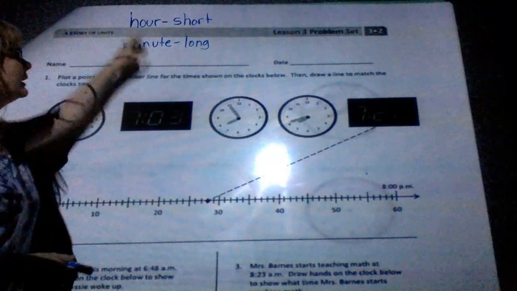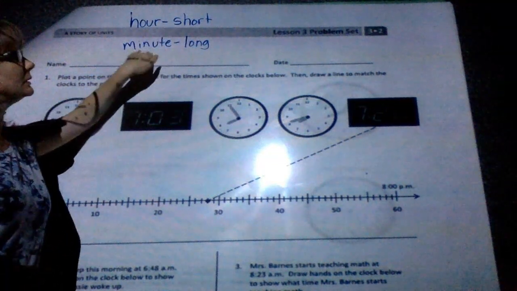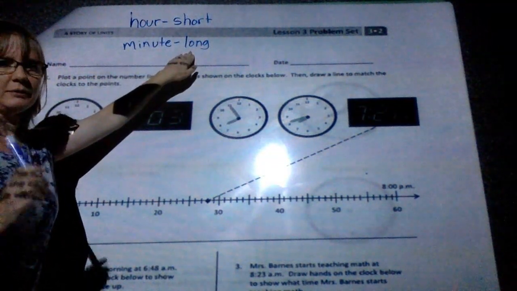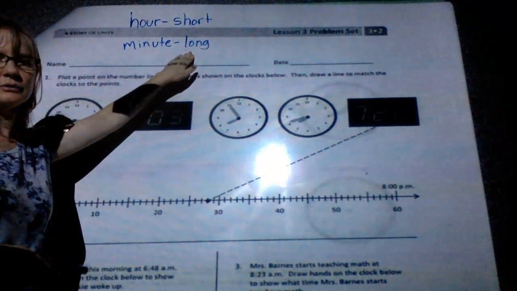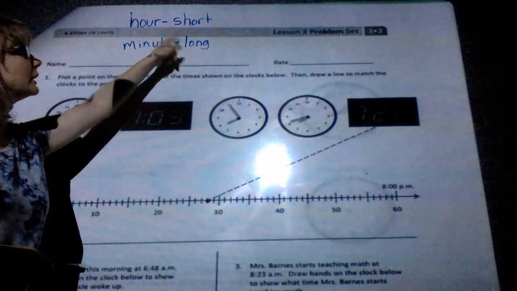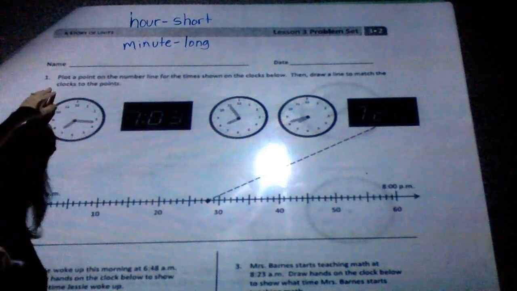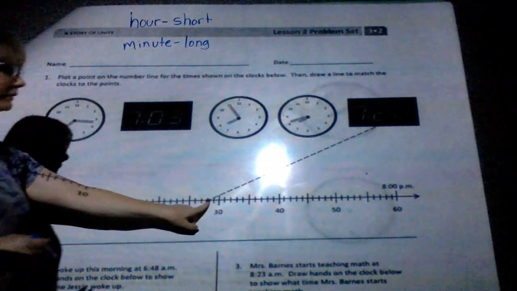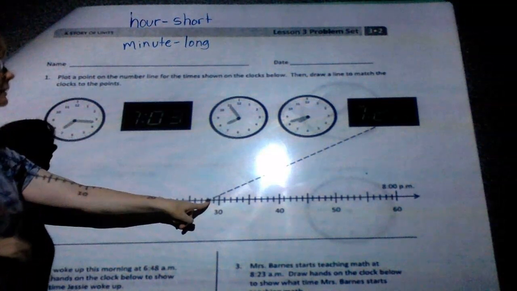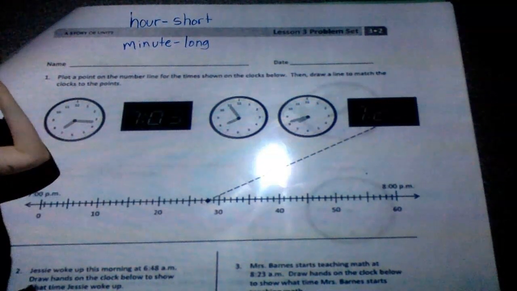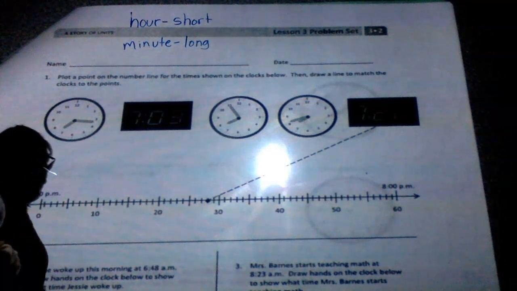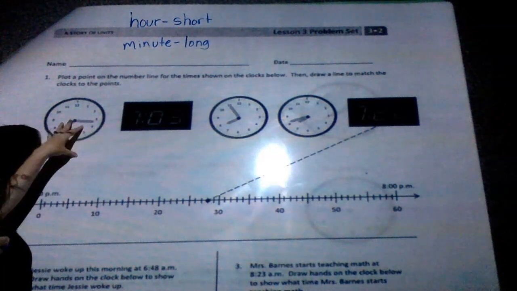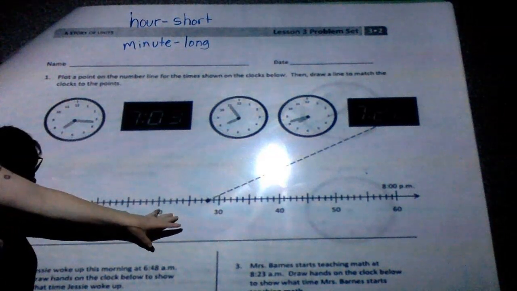Notice first of all that I still have hour is the shorthand and minute is the longhand written on the paper. If you get them mixed up, go ahead and write that down until you've got it really straight in your head. Hour, shorthand, minute, long. The directions for this worksheet are: plot a point on the number line for the times shown on the clocks below. Then draw a line to match the clock to the point. Okay, so we have to be able to read the clock and then put it onto the number line.